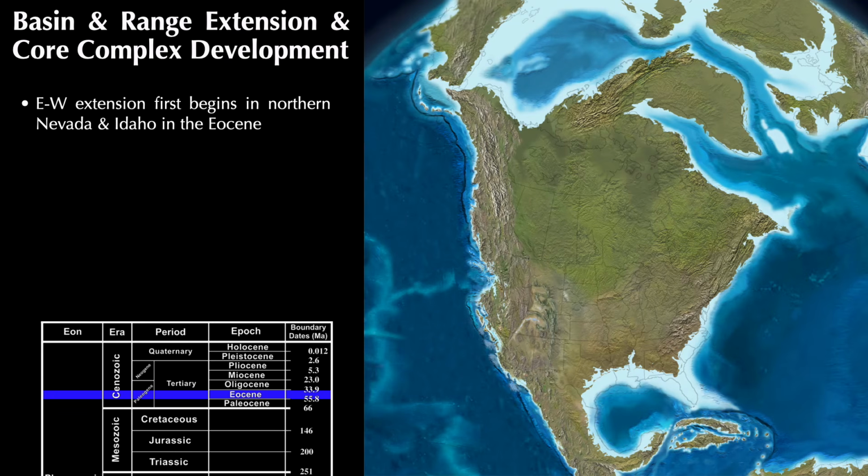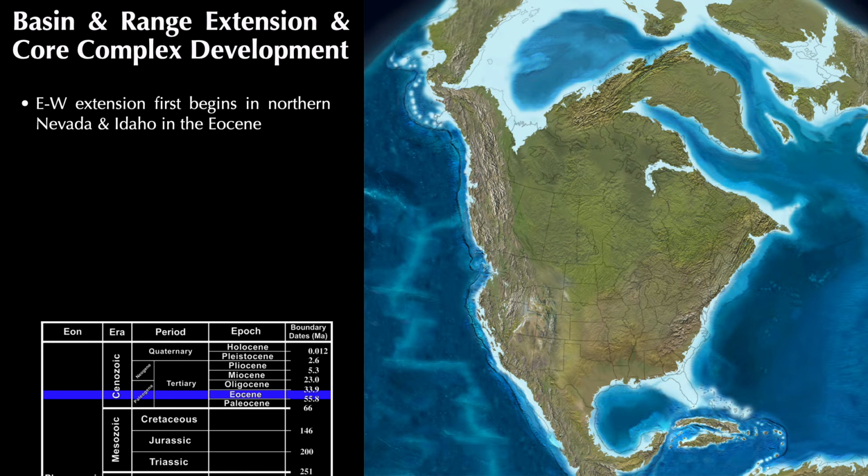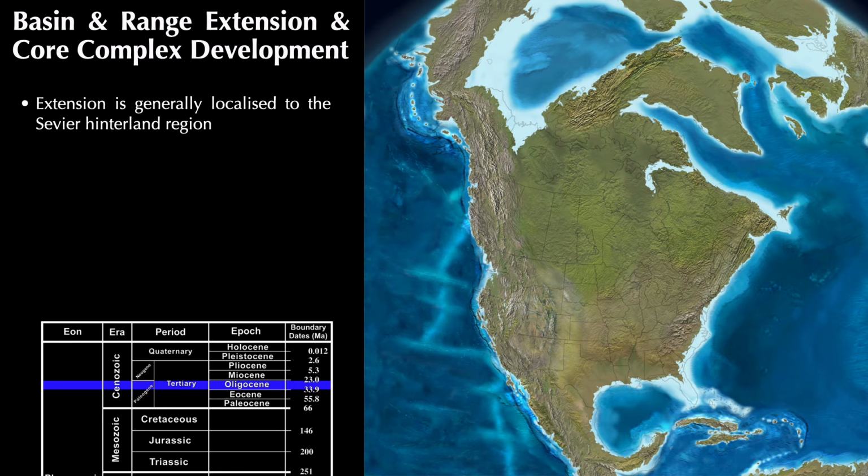Okay, so now we'll move on into what should be somewhat familiar territory based on the earlier lectures on core complexes. The next phase in Cordilleran development involves basin and range extensional collapse. The earliest extension appears to have begun in the Eocene in northern Nevada and Idaho. In general, the extension was concentrated in regions that were previously defined as part of the Sevier hinterland or the large thickened orogenic plateau.